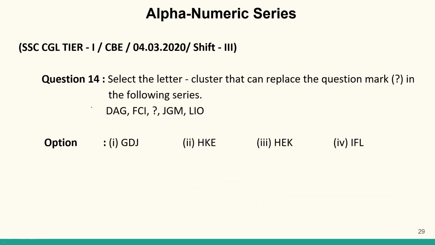Okay. Now, again, if we get a question like this, we have to treat it as 3 different series, right? So the first series will be D, F, then we have to find out, then J, then L. Second series will be A, C, G, I, and the third series will be G, I, and we have to find out, then M, then O.